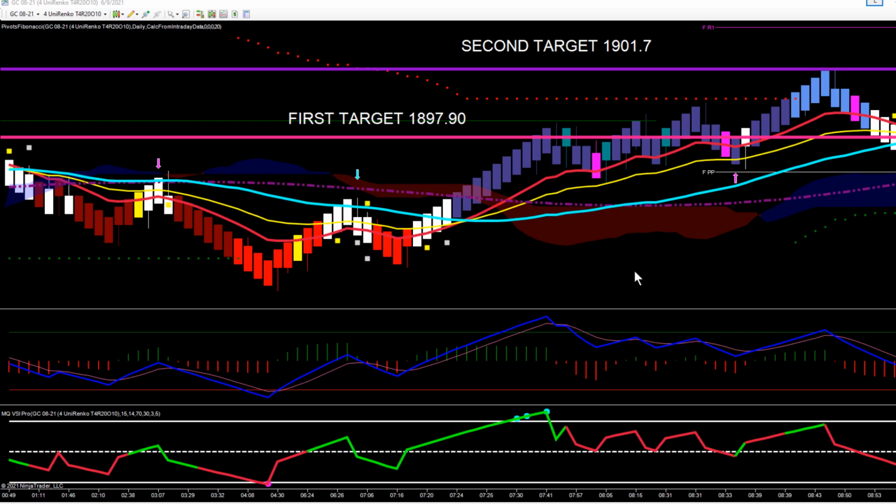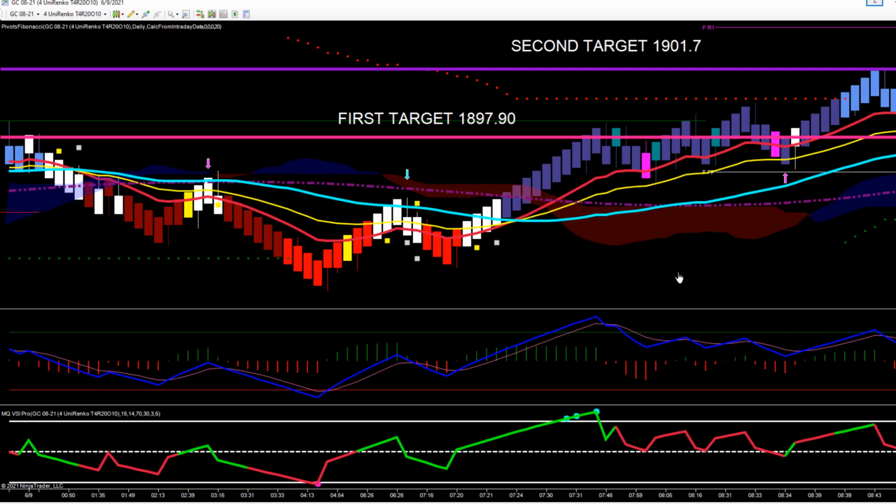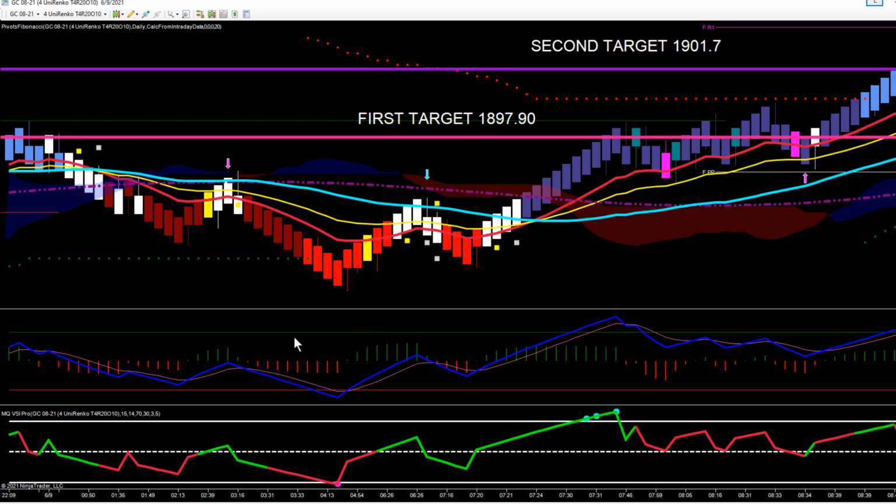Let's take a look at a setup we had in gold this morning. You can see that coming into the US session, gold was actually trending lower. And then we made this little bounce and pulled back down. And then right in here is when we were getting the ghost pit open in gold.